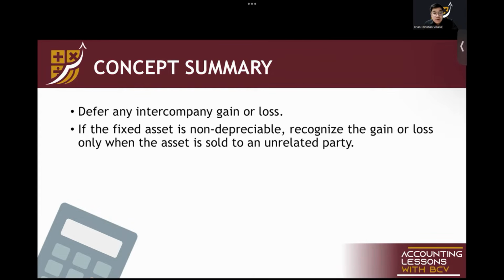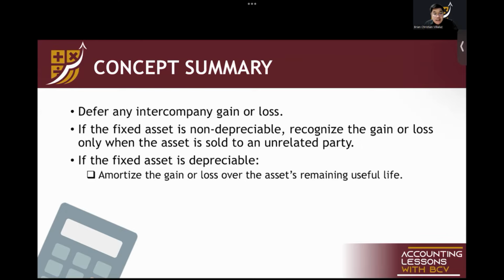No? Fixed assets na non-depreciable ay, ang example natin dyan ay land. Okay? So, if the fixed asset is non-depreciable, we only recognize gain or loss only when the asset is sold to an outsider or an unrelated party. As long as ginagamit lang siya ng affiliate company, whether parent or subsidiary, hindi mo i-recognize yung gain or loss pagdating sa land. Okay? Now, what about if the fixed asset is depreciable?